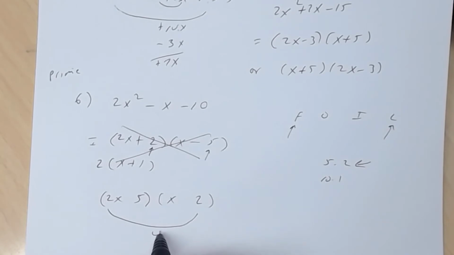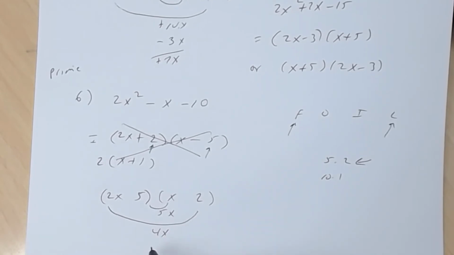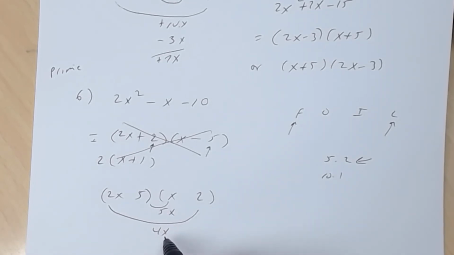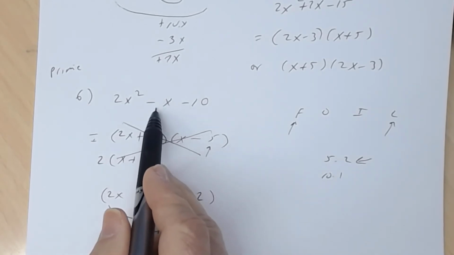So the outer is 4x. The inner is 5x. And remember, the signs have to be different. So that means that one here is positive, one here is negative. So basically we'll be subtracting these two right here. So 5x minus 4x is x, which is what I wanted. But I want a negative x.